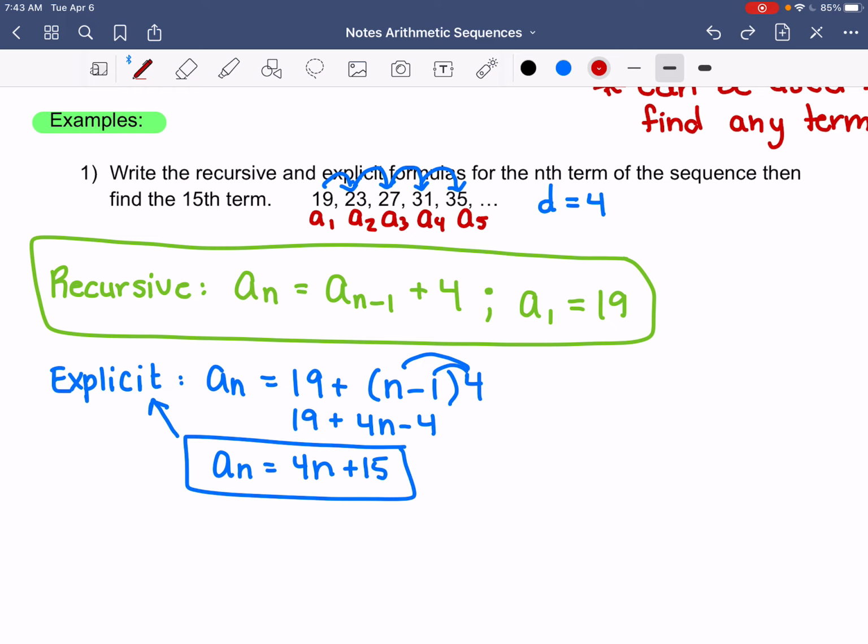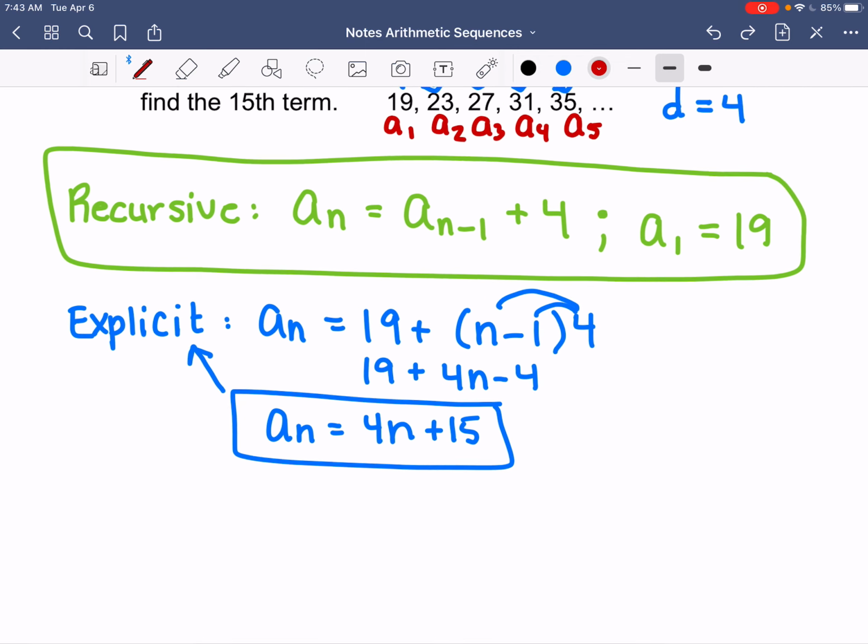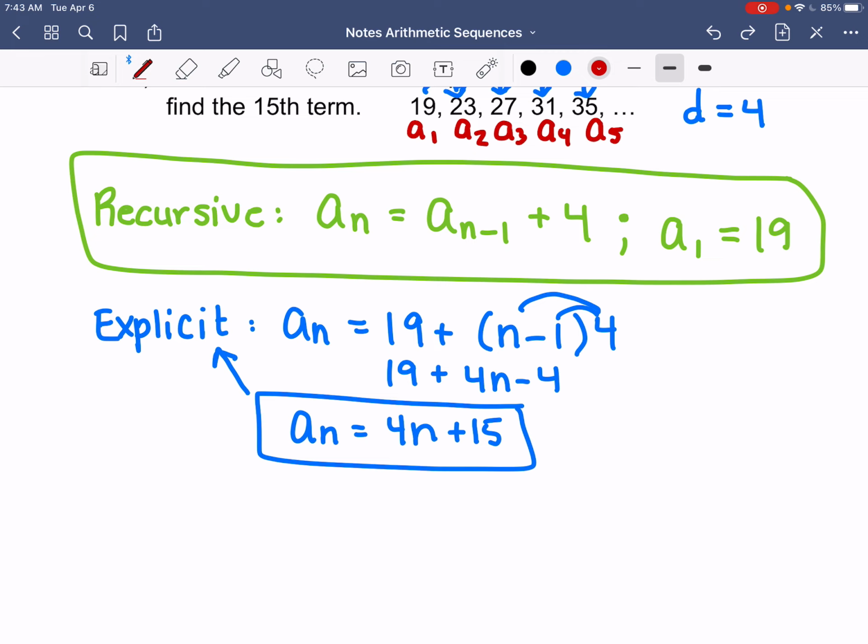So in order to do the recursive formula, if you want to know the 15th term, you need to know the 14th term and then just add 4. We don't know the 14th term, we know the first term, which is 19. So I could just add 4 till I got to the 15th term, but I would find a lot of terms that I don't actually need. So instead, to find the 15th term, you just go to your explicit rule, and where you see these n's, you're just going to plug in the number 15 because that's the one that I want. So I have a sub 15 because that's the 15th term. I plug in 15 for the n, and I'm just going to simplify.